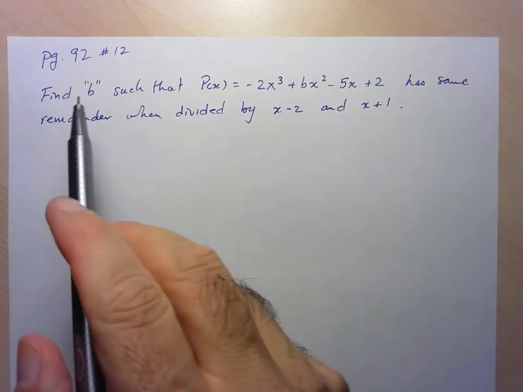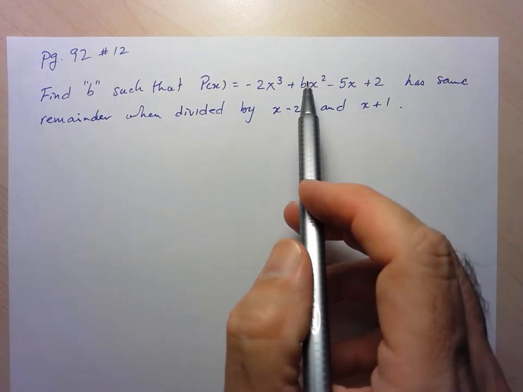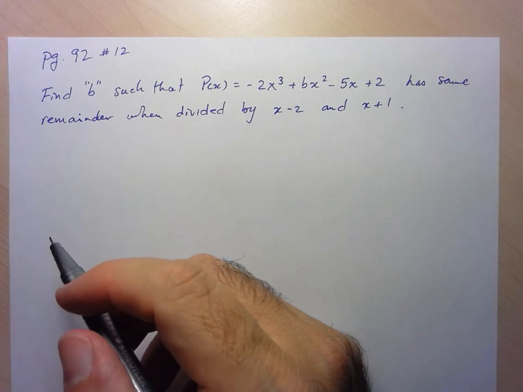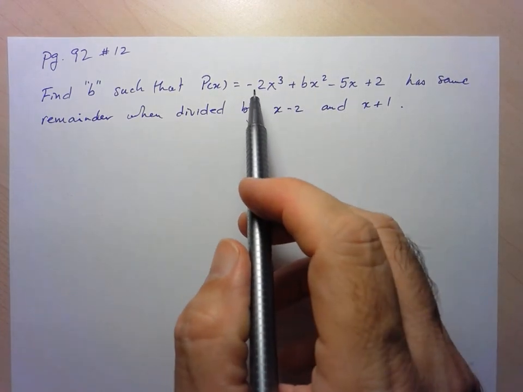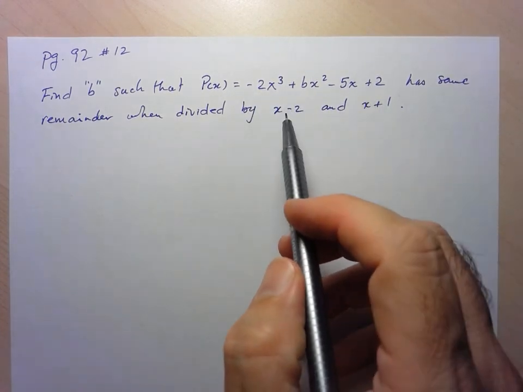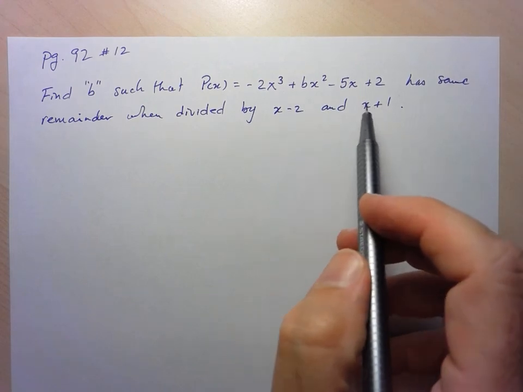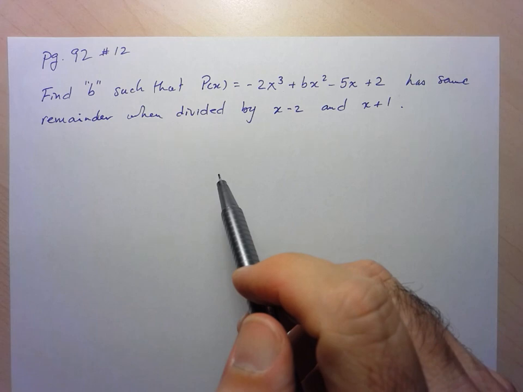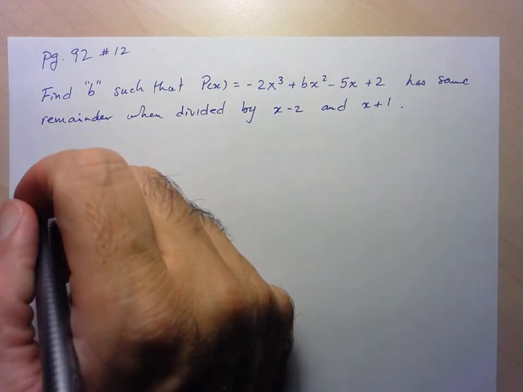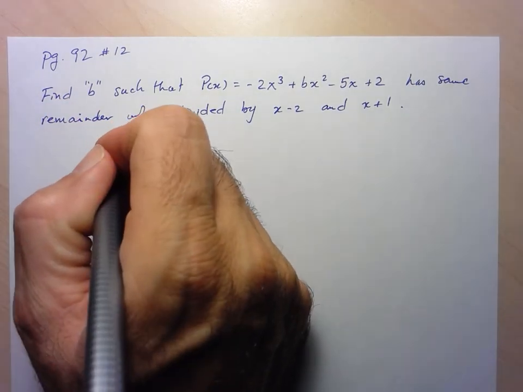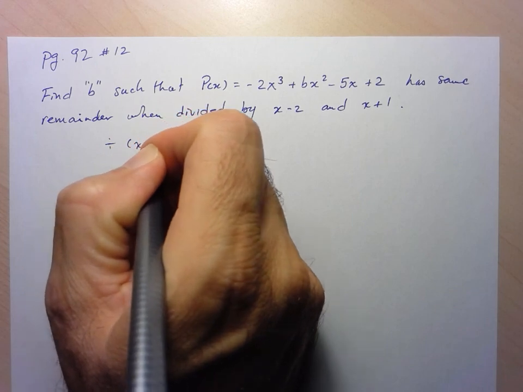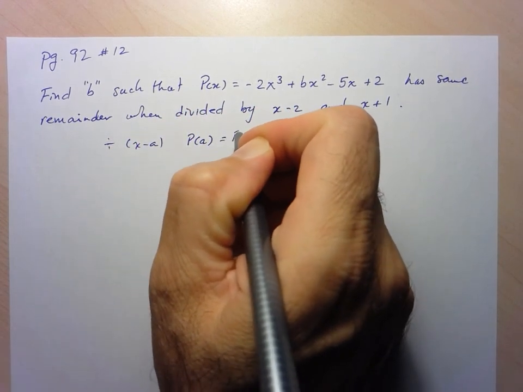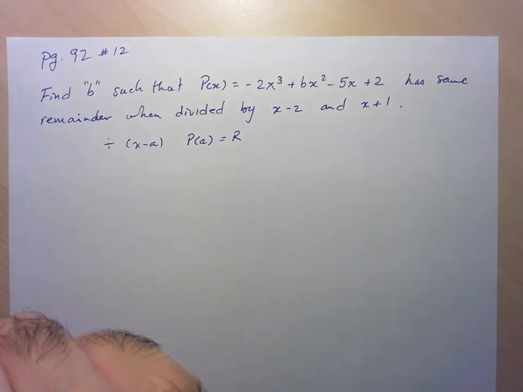Okay, so first of all, notice that the b that we're looking for is the coefficient to one of the terms in the polynomial. And let's remember that since we're dividing this polynomial by x minus 2 and x plus 1, which are both linear divisors, we can apply the remainder theorem. The remainder theorem tells us that if I divide by x minus a, then p at a is automatically equal to the remainder in that division.